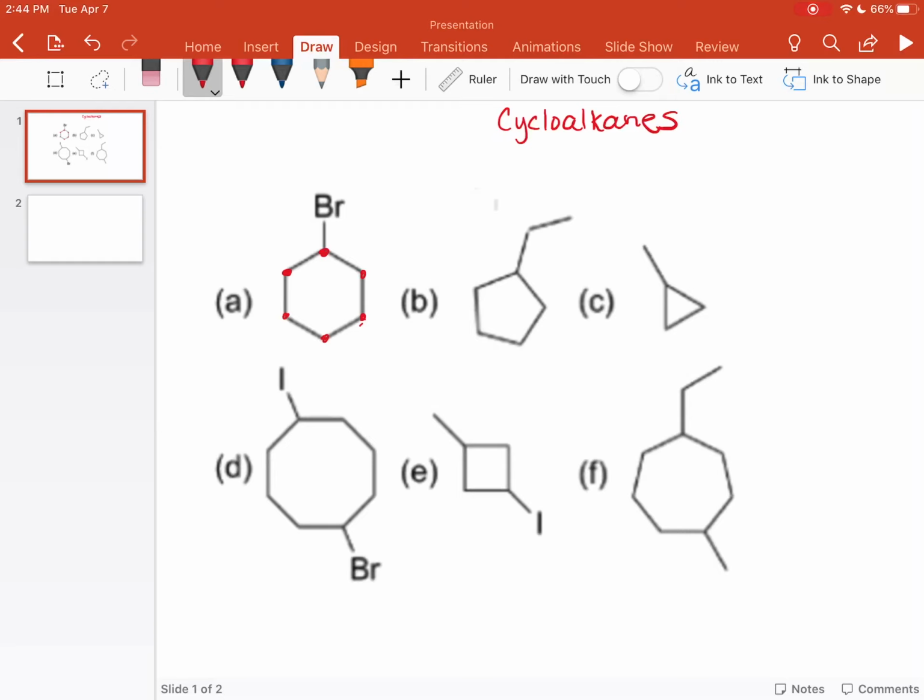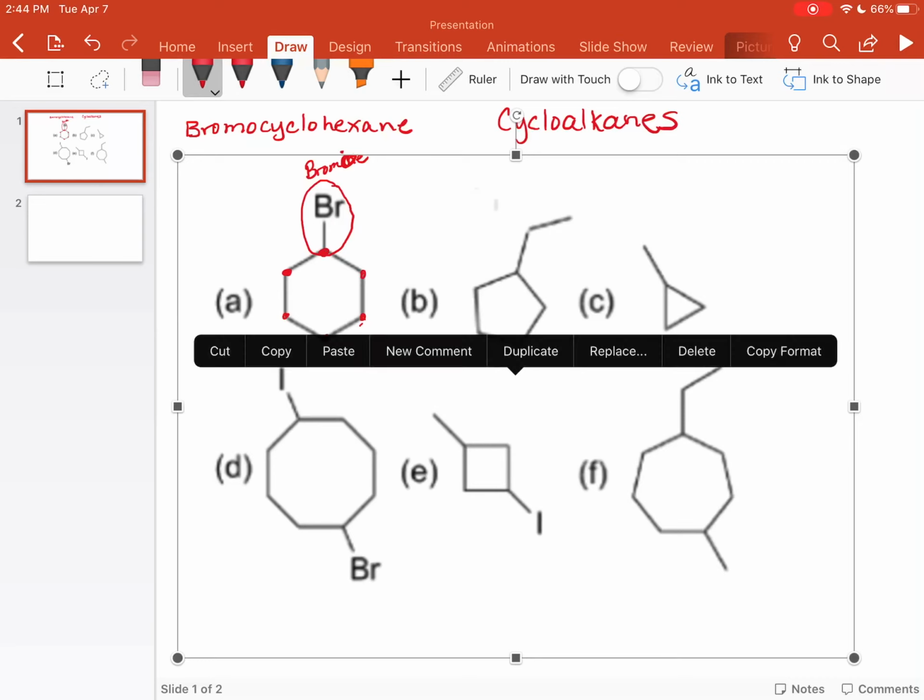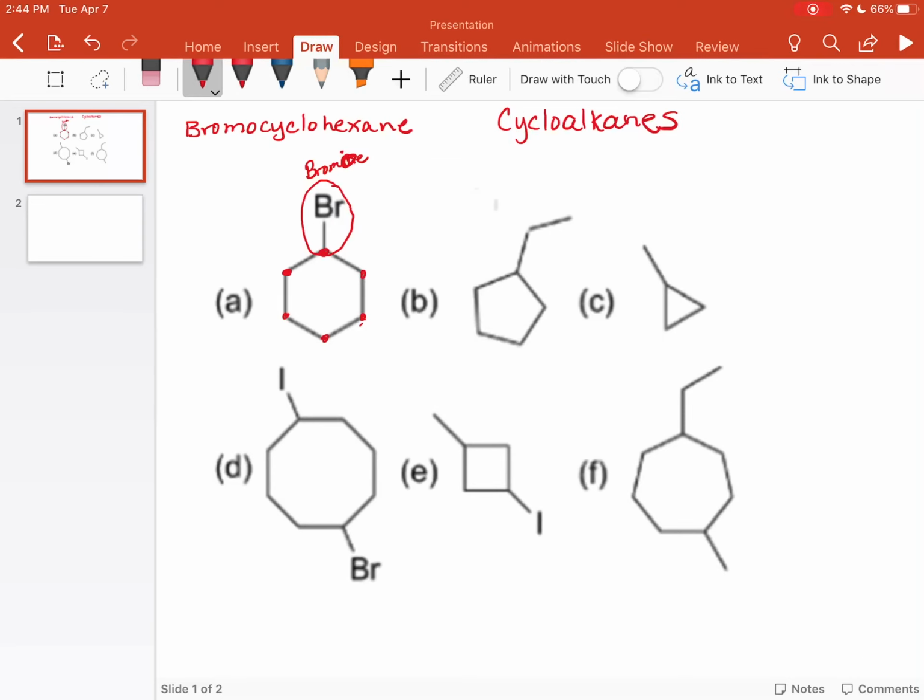And when we have one thing attached, we want to identify what it is that's attached. That's a bromine. So we call that bromo. All right. So the name of this would be bromocyclohexane. There are no double bonds within these cyclical structures. So when one thing is attached, we can just start it. We don't need a number or anything like that.